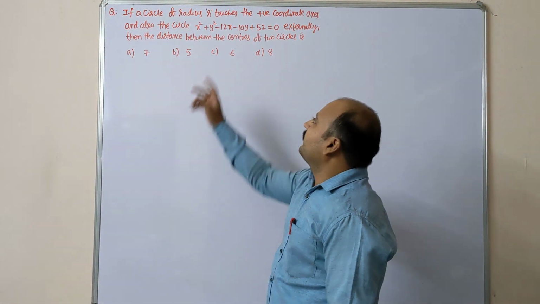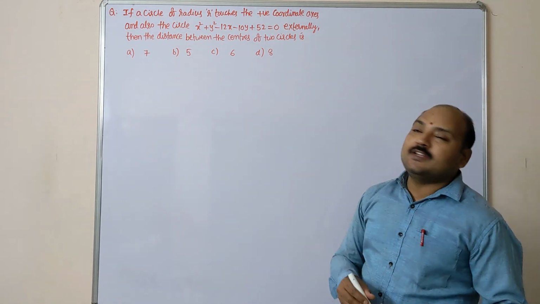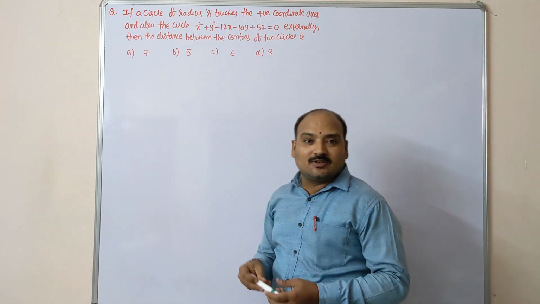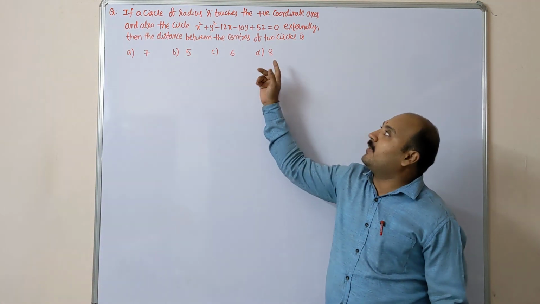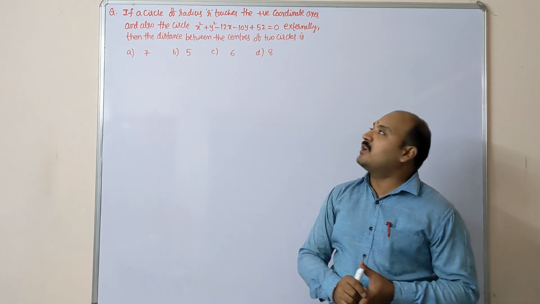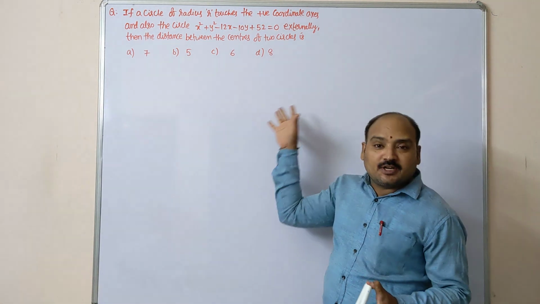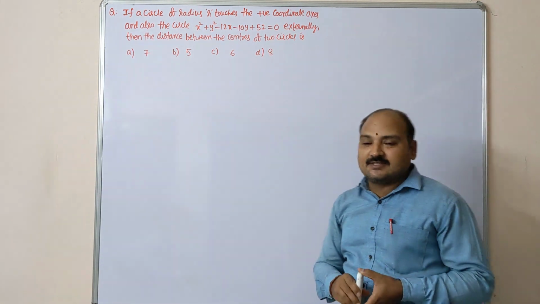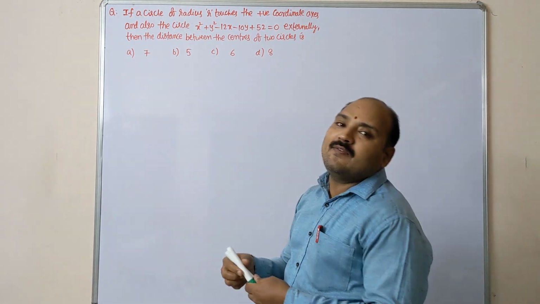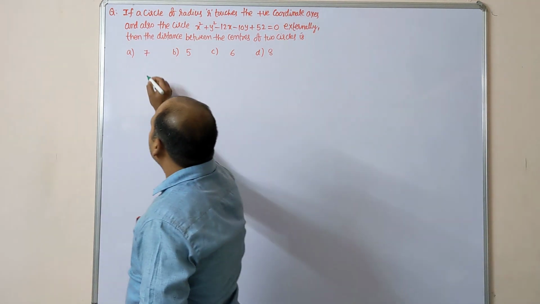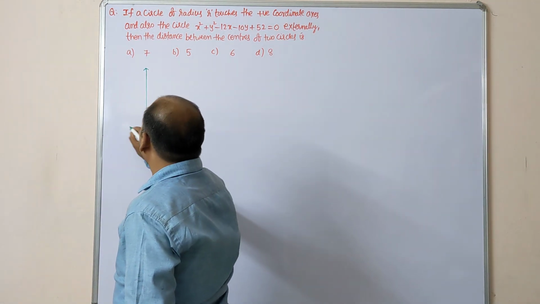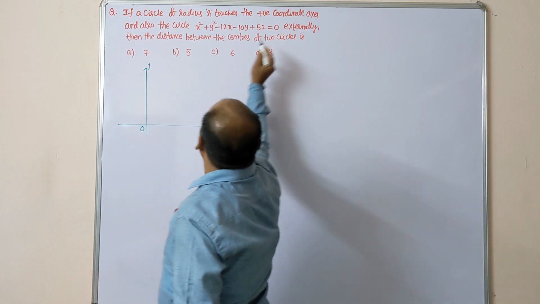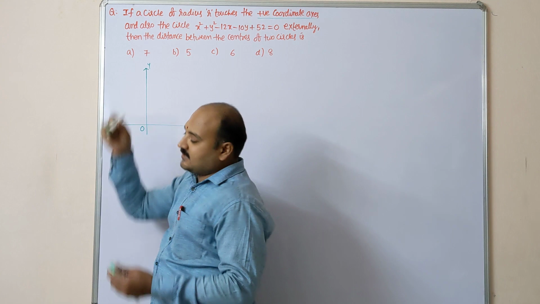The next question. If a circle of radius r touches the positive coordinate axis and also the circle x square plus y square minus 12x minus 10y plus 52 equal to 0 externally, then the distance between the centers of two circles is. So options are provided. The figure will come there, dear students, in that way. So first coordinate axis you draw, but also consider positive coordinate axis only. Why? Because they mentioned here positive coordinate axis.